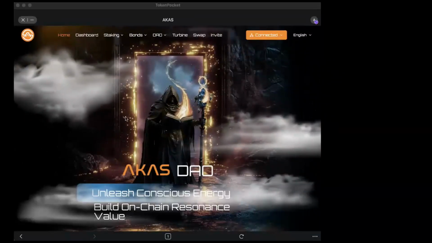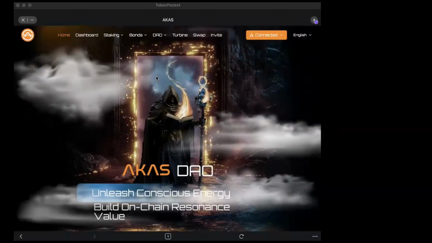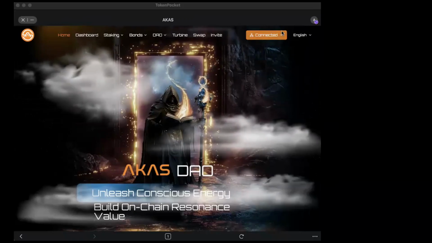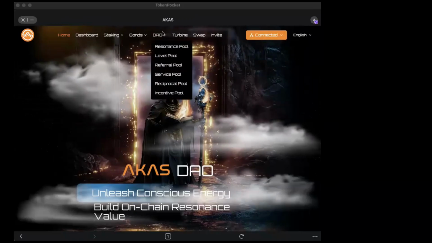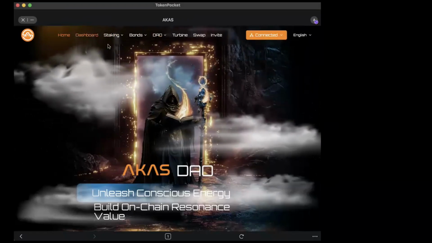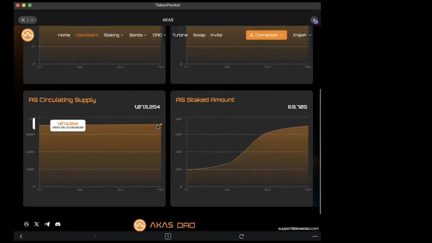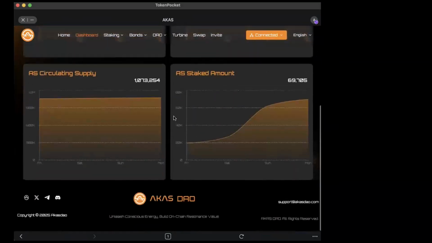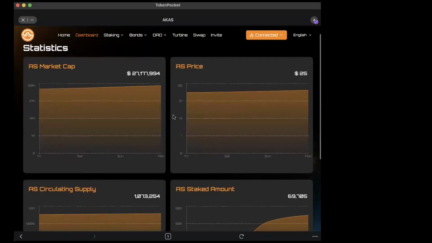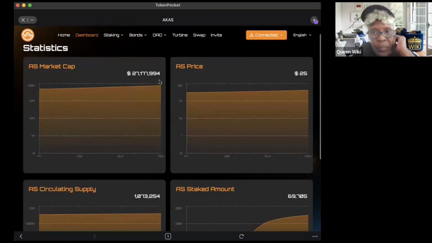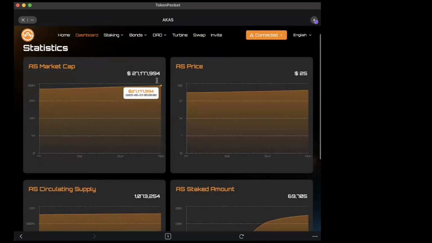So this is the first page of our DApp. We have to see the connect button over here. The dashboard is only a dashboard to see the AS market cap and AS price. It's only about the data. All these things can be checked on the chain as well. This is the AS price.